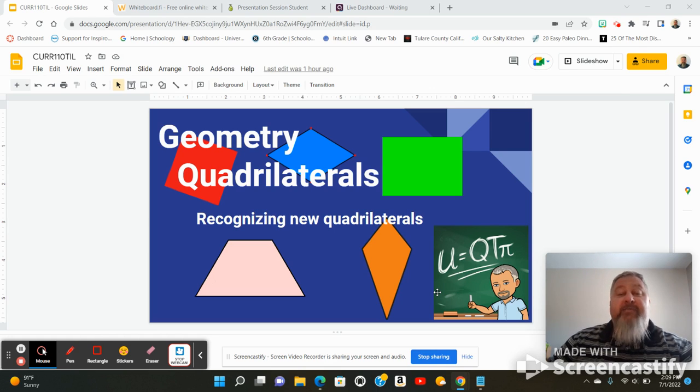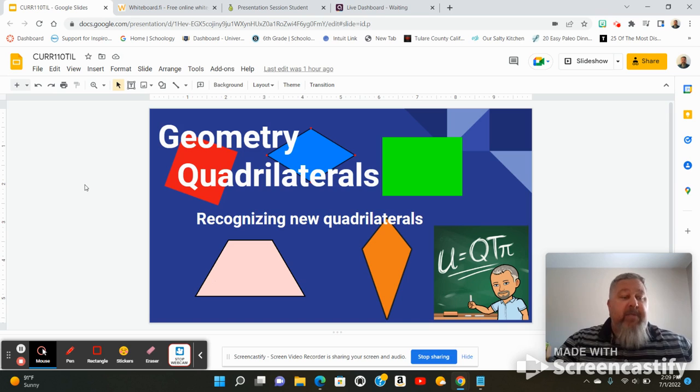And the objective is, by the end of the lesson, to be able to recognize and draw a quadrilateral that is not a rhombus, a rectangle, or a square. That was the previous lesson. The new vocabulary is trapezoid and kite. Those are the two new quadrilaterals we'll be talking about today, but we'll also be reviewing the term quadrilateral as well as square, rectangle, and rhombus.